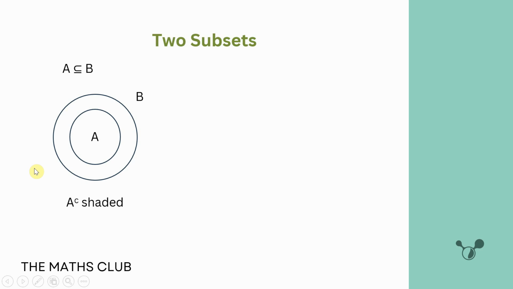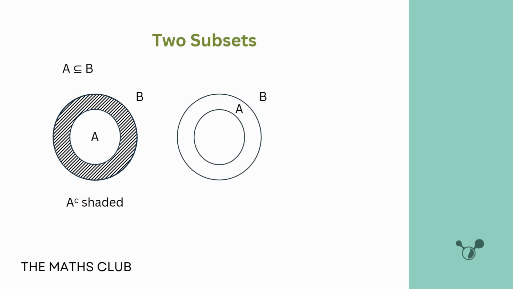Now, if I wanted to shade the complement of A, that means what is inside B that is not inside A. What do you think that shading will be? Great. Let's see if you're correct. So you can see, everything apart from what is inside A, but inside B, would be the A complement.